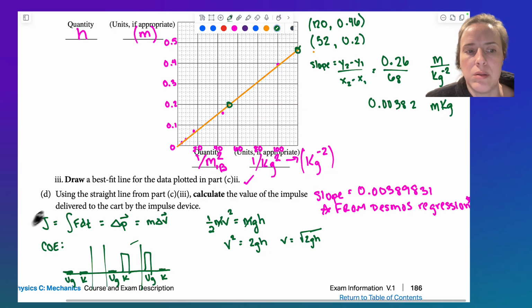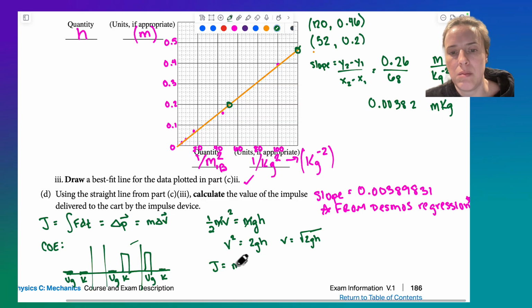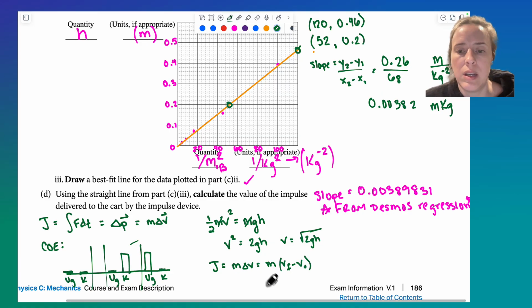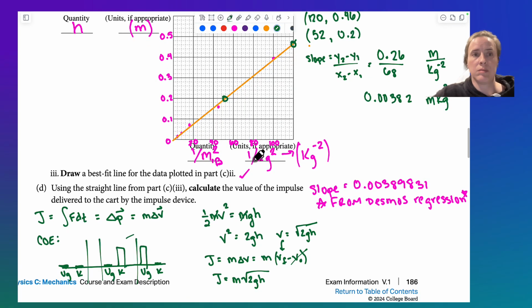So now if I come back to impulse as change in momentum, impulse is m change in v, but change in v is v final minus v initial. Now remember, we started at rest. V final is the speed after the impulse, which is where the kinetic energy that I started with goes. So my impulse is going to be m root 2gh. Now the question is, how in the heck do I relate that to my graph? Okay.